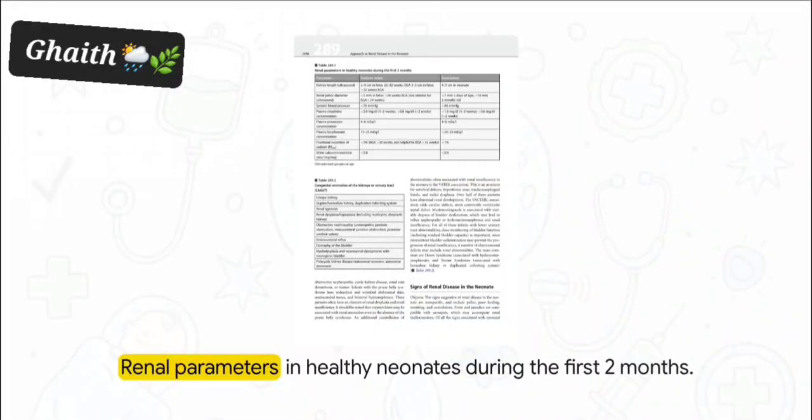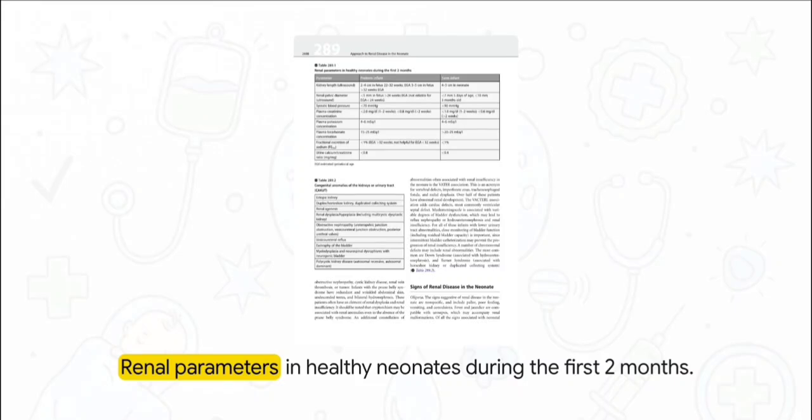Because we rely so heavily on renal ultrasounds to catch these abnormal calcifications, you have to know what normal looks like. You need to be familiar with the normal renal parameters in healthy neonates during their first 2 months of life. Kidney length and renal pelvic diameter vary significantly based on their estimated gestational age. A preterm infant will naturally have a smaller kidney length and a tighter pelvic diameter compared to a full-term newborn. Keeping those baselines fresh in your mind is essential whenever you're reviewing a radiology report.